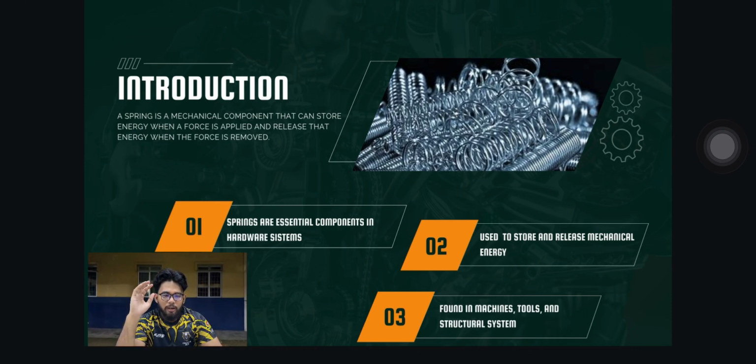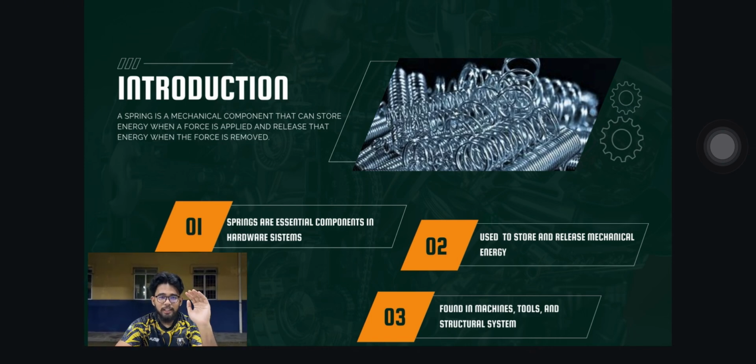So, what are springs? A spring is a mechanical component that can store energy when a force is applied and release that energy when the force is removed. Okay, I will give you 3 examples of it. First, springs are an essential component in hardware systems. Easy to say, springs are important things that hardware systems need.